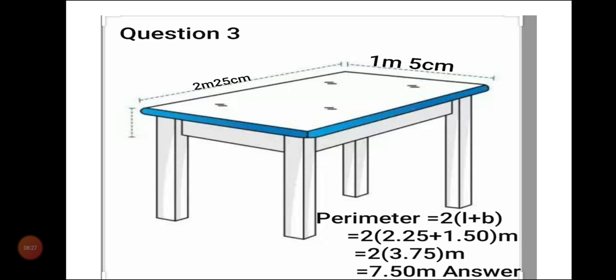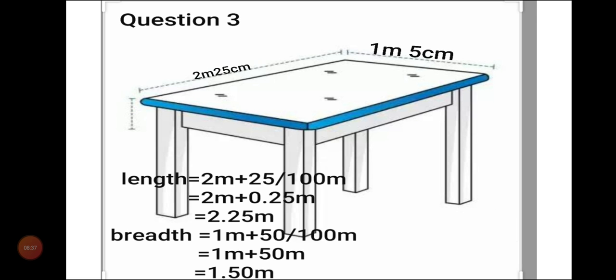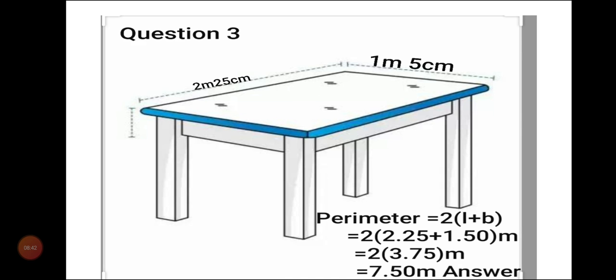So the perimeter of this tabletop will be, as it is rectangular, we can use the direct formula as 2 into (L plus B). 2 into, just put the value of length 2.25 meter and breadth 1.50 meter in this formula, and first solve the bracket. 2.25 plus 1.50 gives you 3.75. Multiplied by 2, you will get the answer as 7.50 meter, the total length of the wooden strip required to frame, to cover this tabletop, the perimeter.